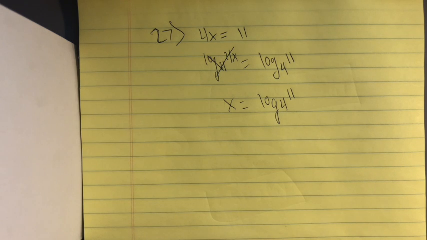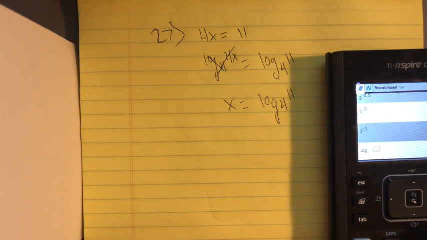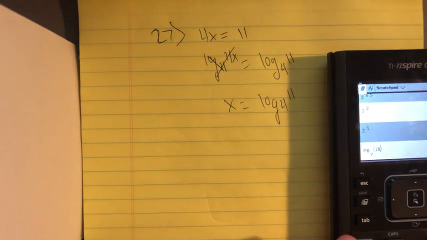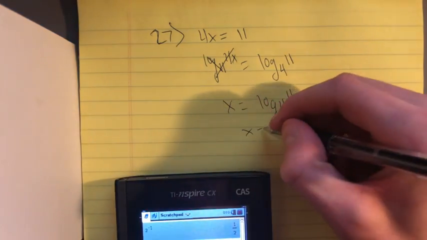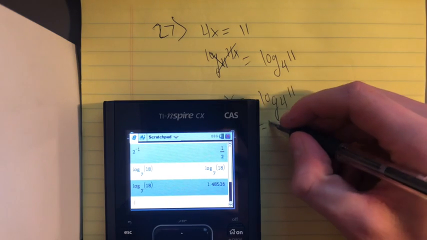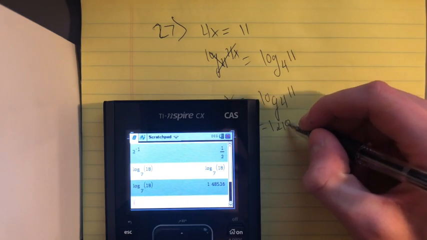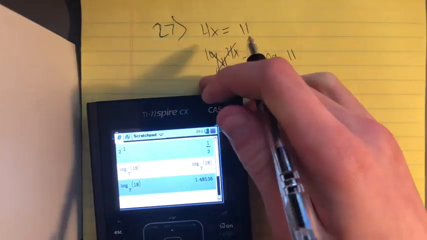So all you have to do now is put in your calculator what log base 7 of 18 equals, and it's x equals 1.485. So 1.48 is your final answer.